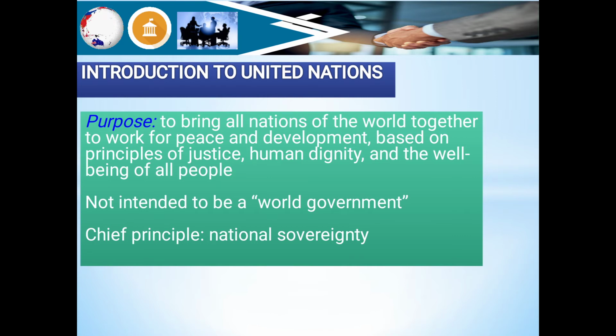The purpose of the United Nations is to bring all nations of the world together to work for peace and development based on principles of justice, human dignity, and the well-being of all people. It is not intended to be a world government. The chief principle is national sovereignty. This means that borders, laws, and traditions of each country cannot be intruded on by any government, by any international agency, or the UN itself. Exceptions to this rule occur when the Security Council agrees that there is a significant threat to peace and security.